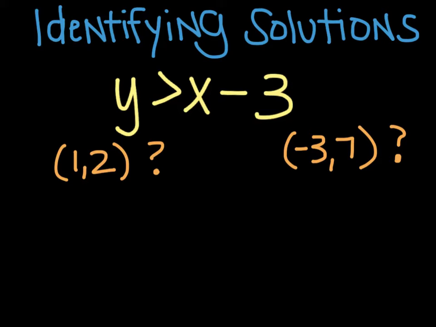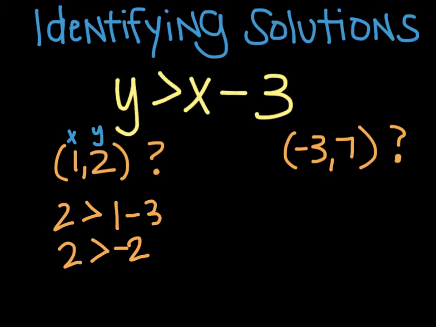Alright, let's start with identifying solutions to inequalities. Here we have an example of y is greater than x minus 3. Then we're going to see if the coordinates 1, 2 and negative 3, 7 are solutions. Just a quick reminder that this is your x coordinate and this is your y. You're going to insert them in those spots. So 2 is greater than 1 minus 3. 2 is greater than negative 2. That is a true statement. So the answer is then yes.